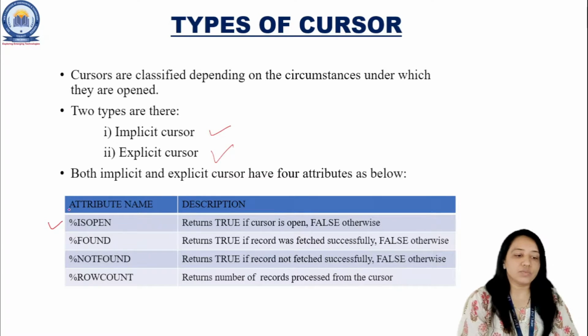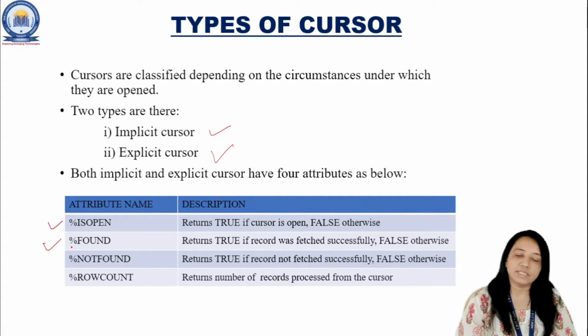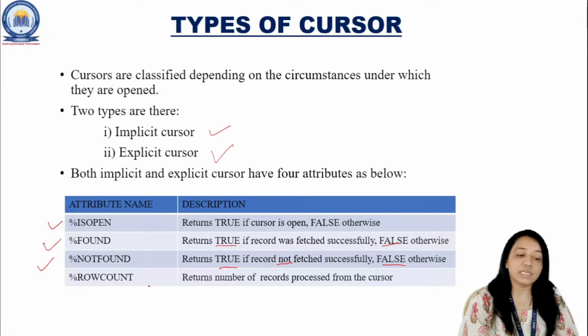The next one is %FOUND. Found means, if you write any statement and some data is fetched or some data is updated, then it returns true, otherwise it returns false. In the same way, %NOTFOUND means that when data is not fetched, when no record is fetched, it will return true, otherwise it will return false.